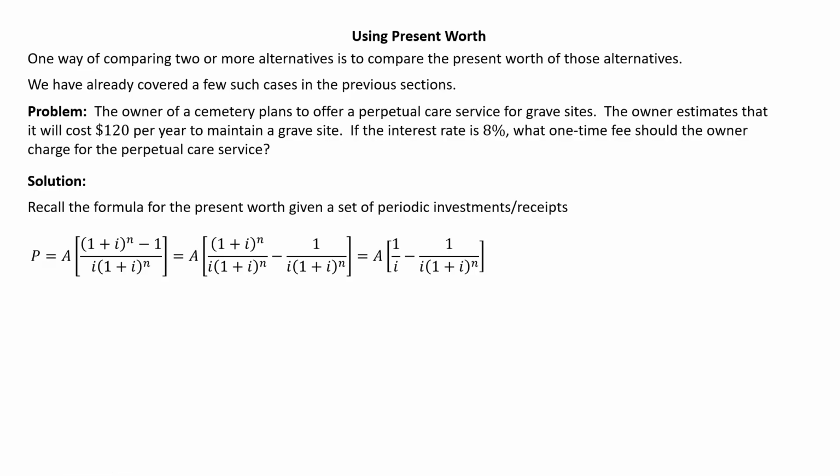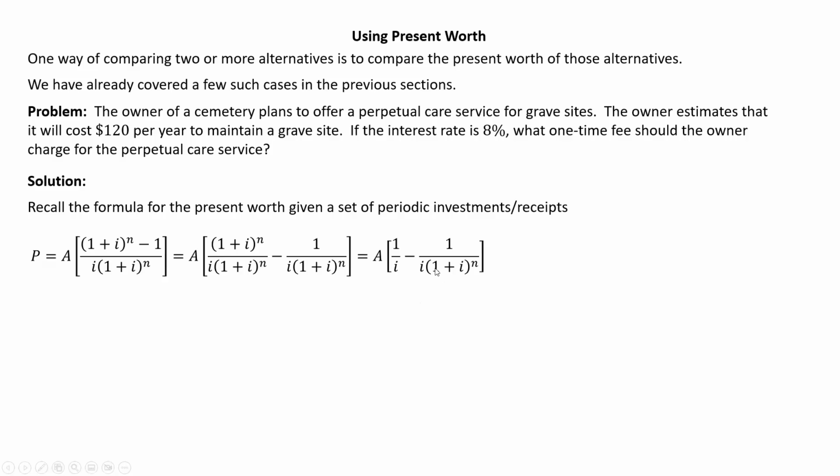Or look at this cool trick we can do. Can I split this into two fractions? A minus B over C as A over C minus B over C. So this becomes (1 plus i)^n over i times (1 plus i)^n minus 1 over i times (1 plus i)^n. Okay, but (1 plus i)^n and (1 plus i)^n cancel out. So that first term becomes 1 over i minus this.